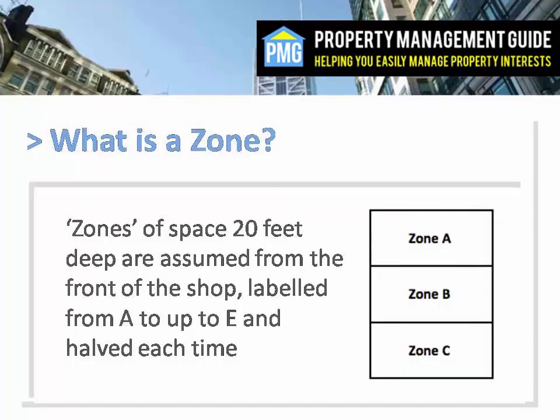You therefore assume zones of space 20 feet deep going back from the shopfront and label them from A up to E, or however many zones you decide. And to reflect the diminishing effect in rental value the further back in the shop you go, you then halve the areas of each zone in turn. So, Zone B space is divided by 2, but then Zone C is divided by 4 to reflect yet another halving effect, and Zone D divided by 8.